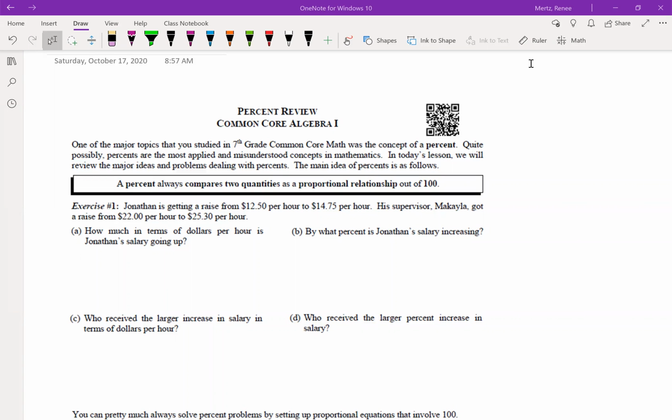Hey guys, today we're going to review percents. So it says in here the last time you were talking about percents was in 7th grade, so thinking back a while. We are going to look at what a percent is.